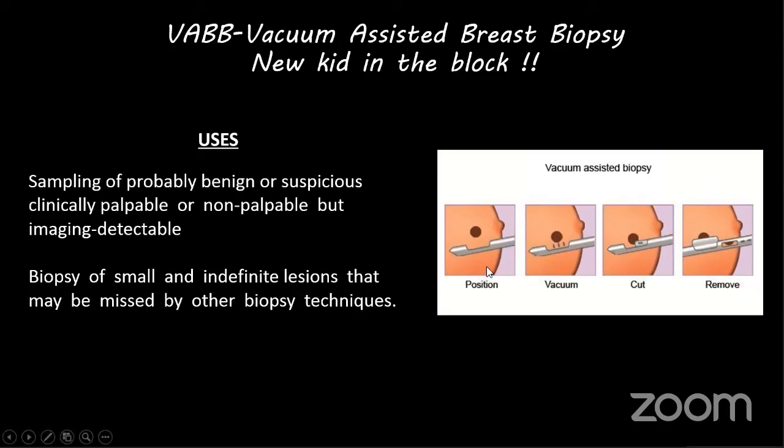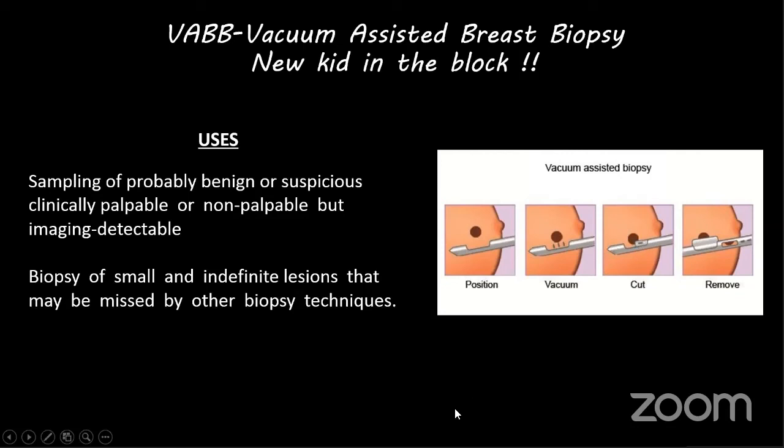So first of all, the hardware. This has a large bore gun, a needle. We call it a probe. It is usually from 7 to 11 gauge, and usually we use about 9 gauge or 7 gauge. The function is that it has a trough here. It is attached to a machine which creates a vacuum, and it sucks the lesion into this trough. See, this lesion is pulled towards this trough, and then a cutting needle advances and cuts this mass.